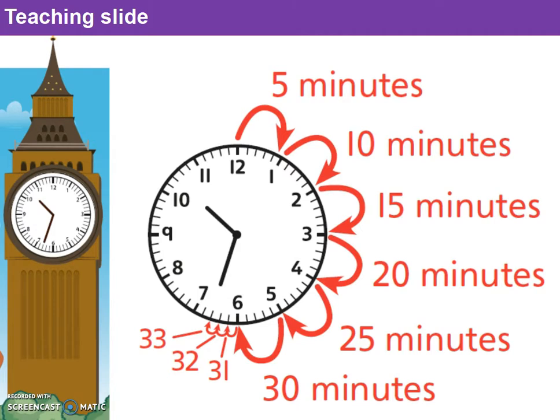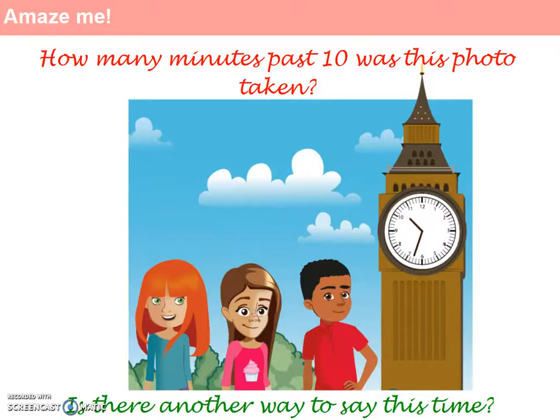Or we could use our other strategy, which is, well, we know we've gone past 6, so that's 6 lots of 5, 6 times 5 equals 30, and then count on the rest. And this is where we just need to do that closer counting to give us the 31, 32, 33. So this gives us an answer of 33 minutes past 10. For question 1a, we're told how many minutes past 10 was this photo taken? Well, it was 33 minutes past 10.